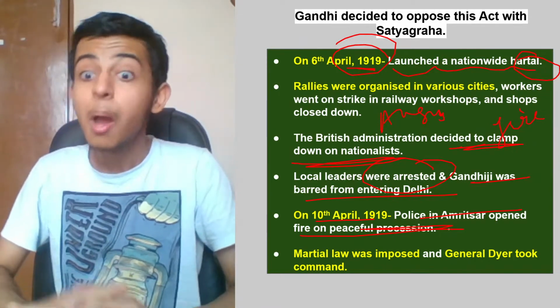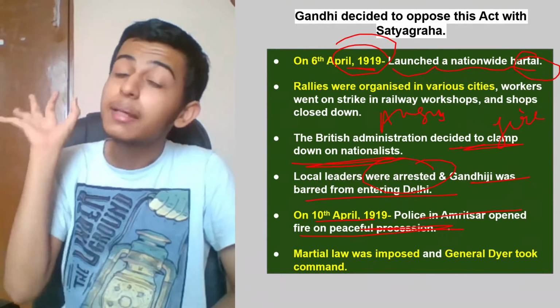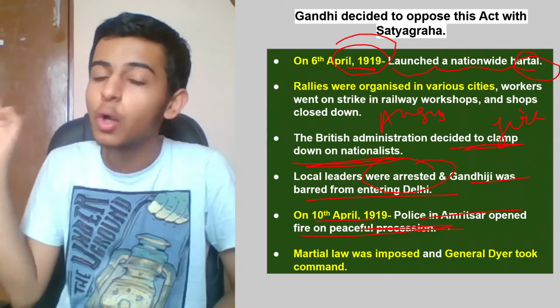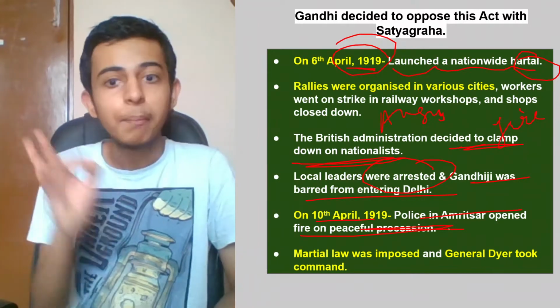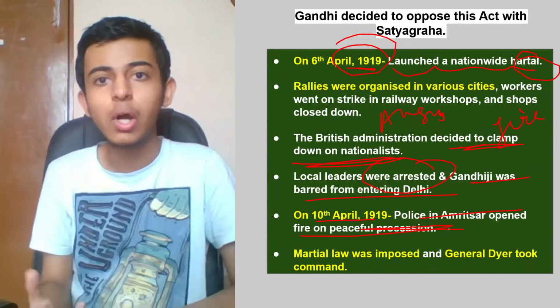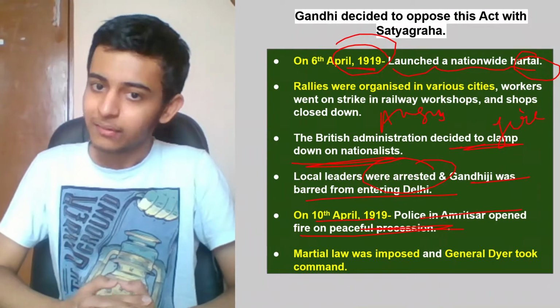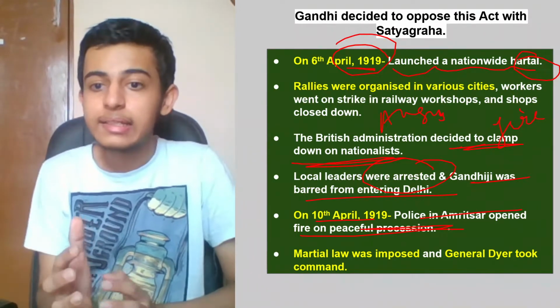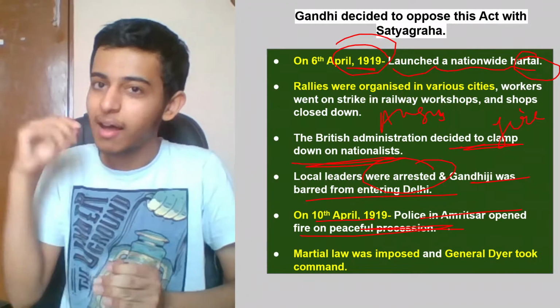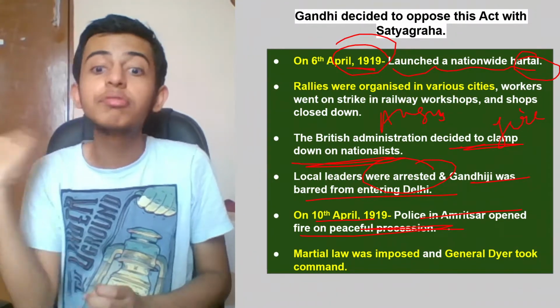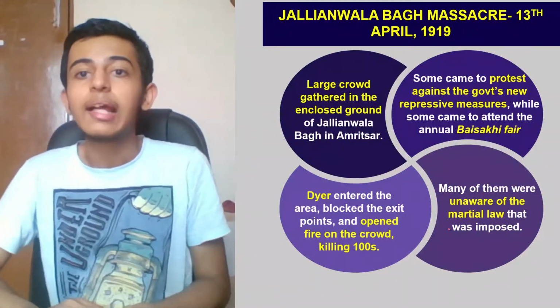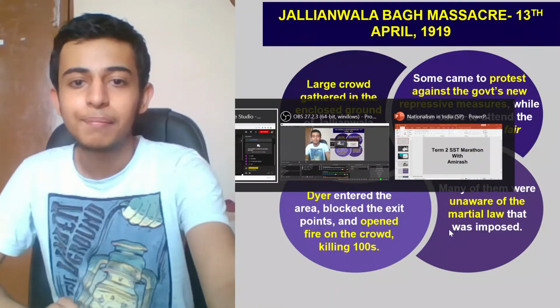It was obvious. But General Dyer had imposed martial law. He did not allow anybody to enter over there. But the people were not aware about it. The people thought it was a normal thing, right? That is why when the people entered, General Dyer asked his police troop to fire on the people, right? And this is the Jallianwala Bagh massacre.